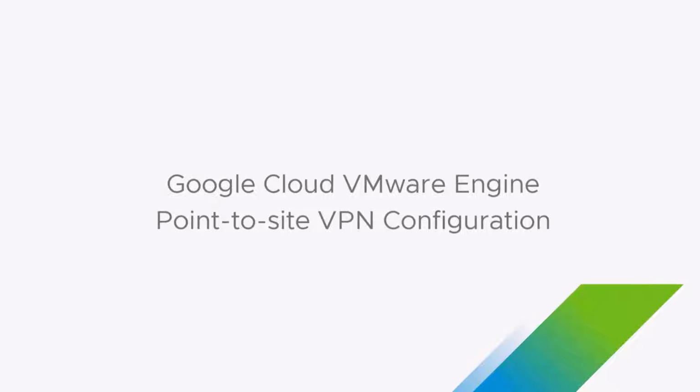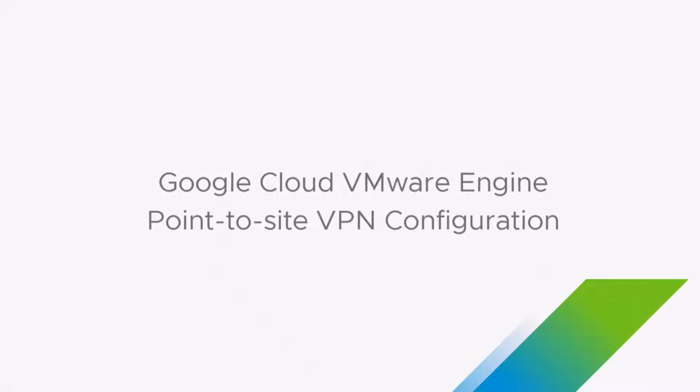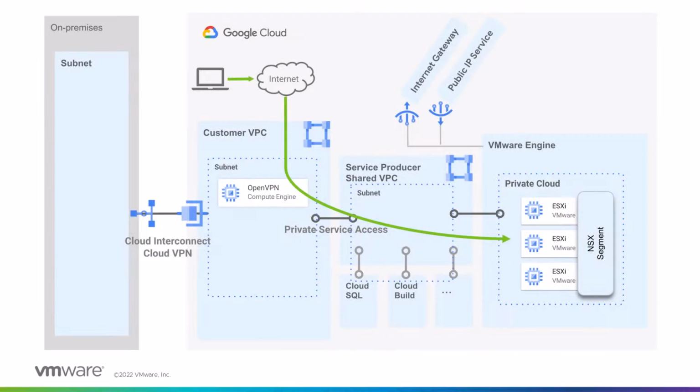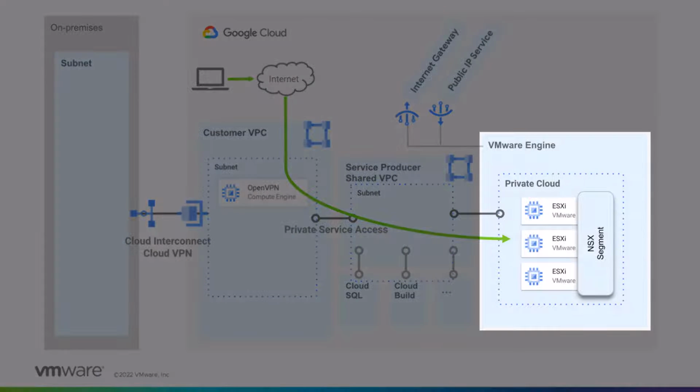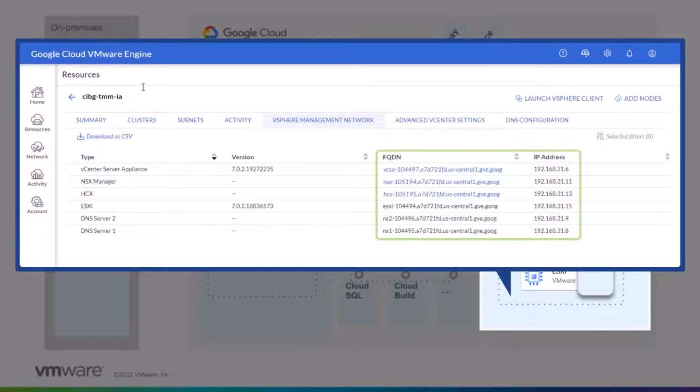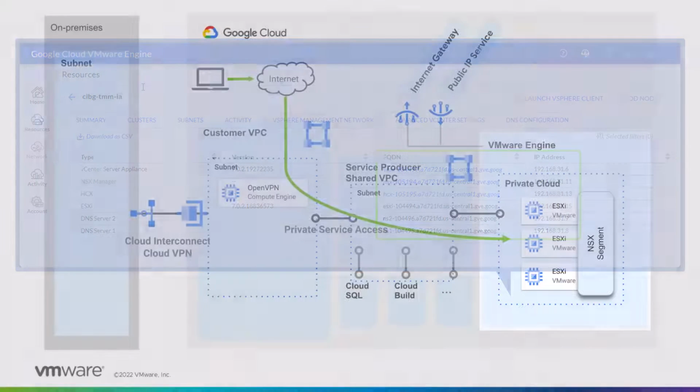Once a new private cloud is created, a VPN connection is required to reach the secured management network resources. I'm Darren Schmitz with VMware, and in this video, I'm going to show configuring a point-to-site VPN to connect to Google Cloud VMware Engine. Since the private cloud management network is a protected network, a secure connection is necessary to remotely gain access to vCenter, NSX, HCX, or any other infrastructure components.